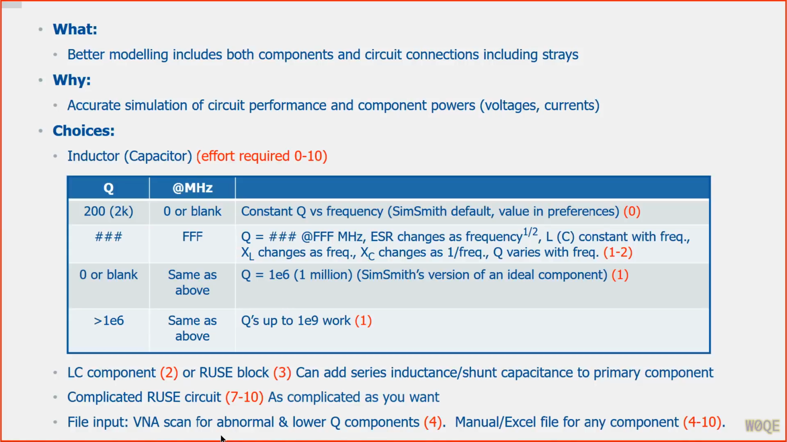You could manually put the values in here if you wanted to make this file yourself. It's not very hard. It's just frequency data, comma, R, comma, X, and line after line after line with new frequency data. This can be incredibly complicated if you want to make it very, very accurate, though. But you can take a small VNA and just scan the component. I've done that numerous times, and that gives you a very, very accurate representation for a particular component. So there's a group of ways that we can do things that will improve our simulation within SimSmith.